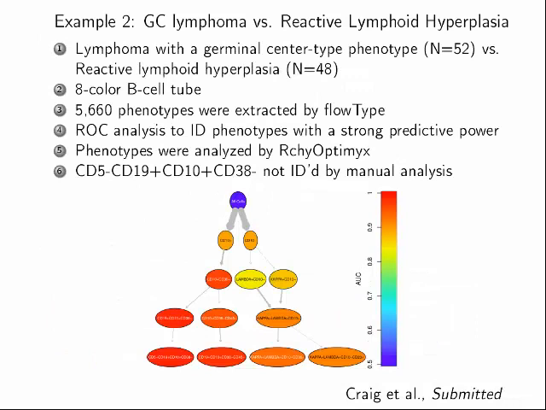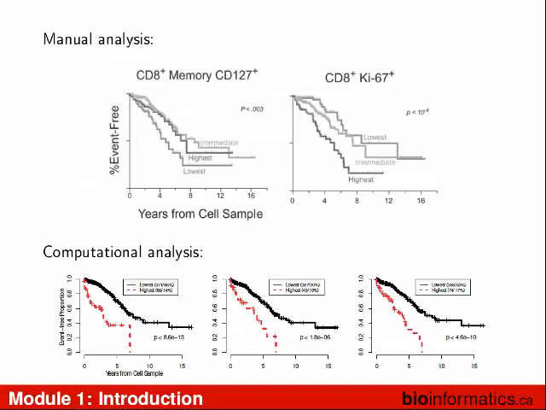Using the same sort of tools, this is an example of an RP-optimist plot. So this previous analysis was with flow type. And one of the problems with flow type is there's nothing pretty to look at. You get this string of amino phenotypes in this big long page. That doesn't make anybody happy. It certainly didn't make Mario Roederer happy.